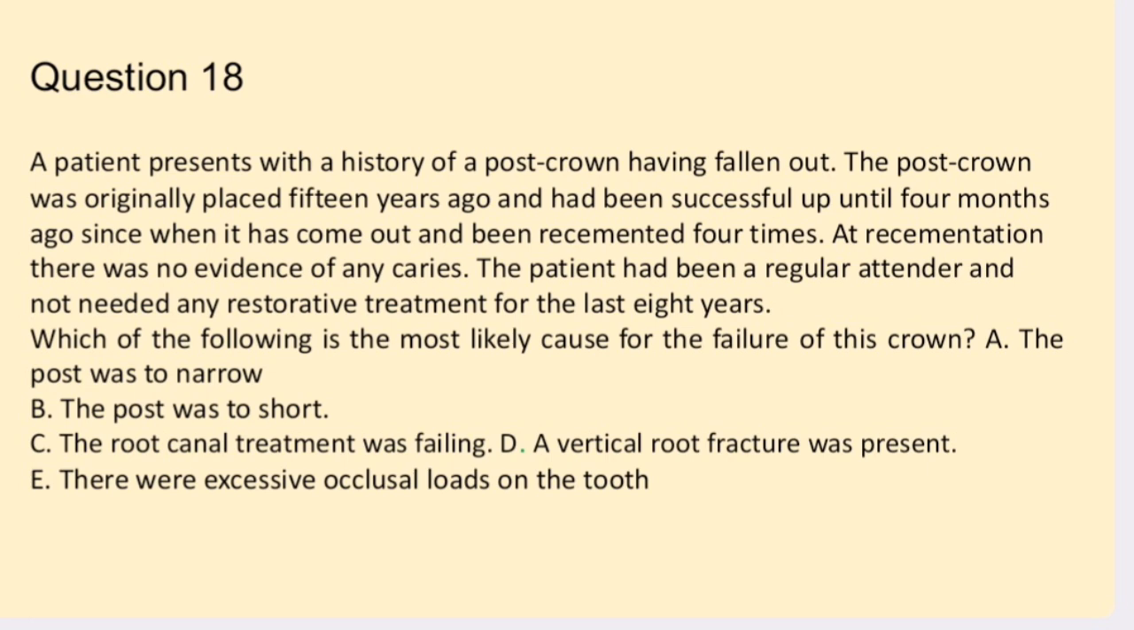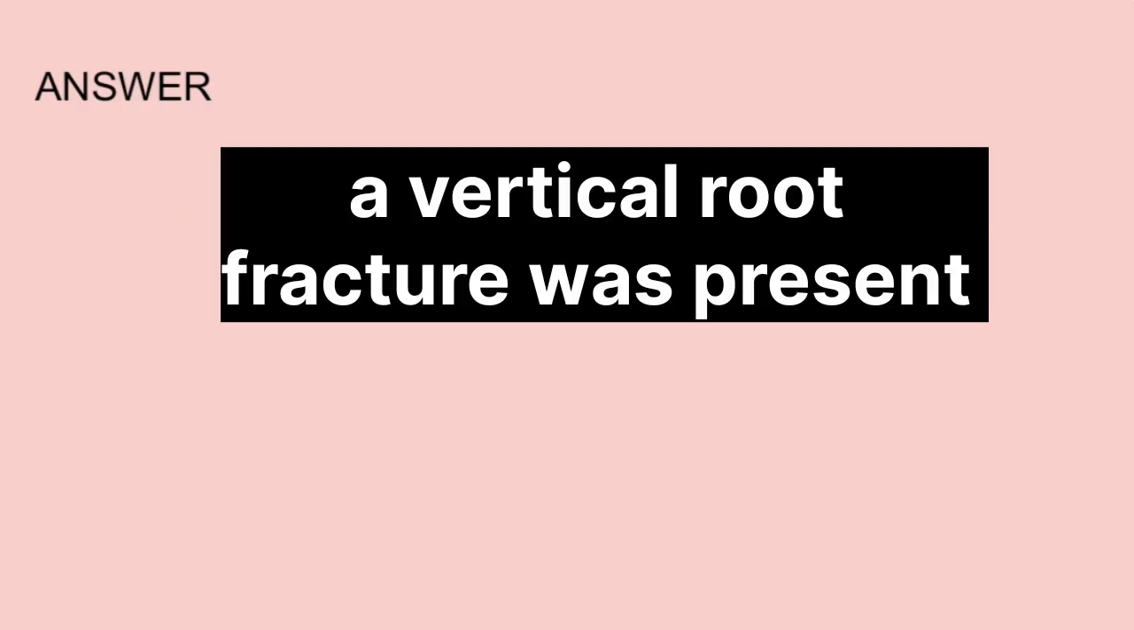Which of the following is the most likely cause for the failure of this crown? A. The post was too narrow, B. The post was too short, C. The root canal treatment was failing, or D. A vertical root fracture was present, or E. There was excessive occlusal load on the tooth. The answer is a vertical root fracture was present.